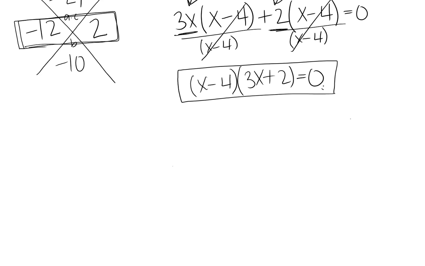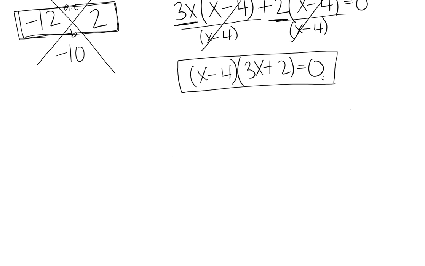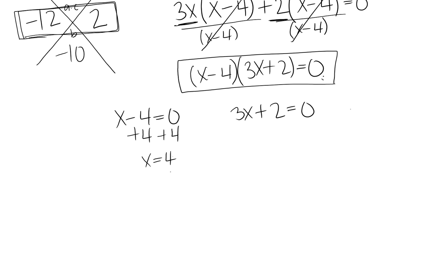Then to find the solutions, we would just take our factors and set them equal to 0, because I know if either of my factors is 0, anything times 0 will result in a product of 0. So I would set x minus 4 equal to 0 and 3x plus 2 equal to 0 and solve. Over here, I would just add 4. That's just a one-step equation, and x equals 4. That would be one of my solutions.